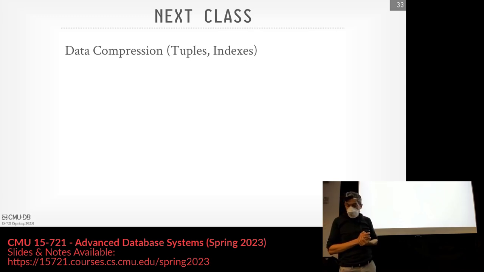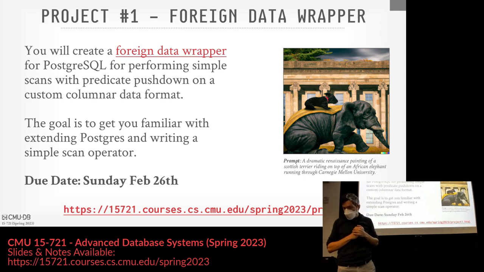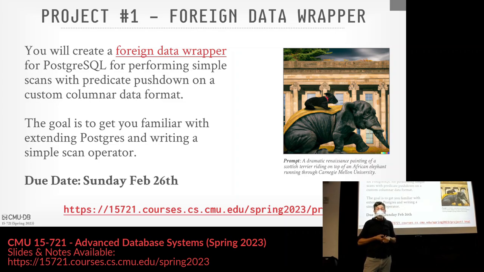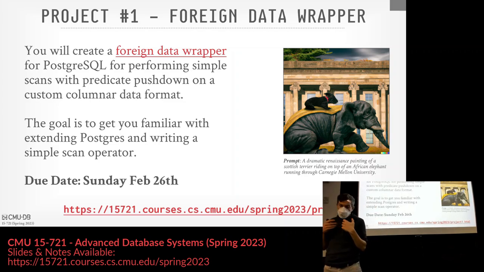Okay? All right, so quickly, I want to talk about Project 1, which is out. Thank you to Wan for updating everyone on Piazza. So for the first project, you will be writing a foreign data wrapper for Postgres to access columnar data stored in a file format that we invented. The reason why we didn't choose Parquet or ORC is because there are existing libraries to access them, and they basically take care of all the complexity for you. It's way more complicated. So we just gave you something really simple, and he implemented that.